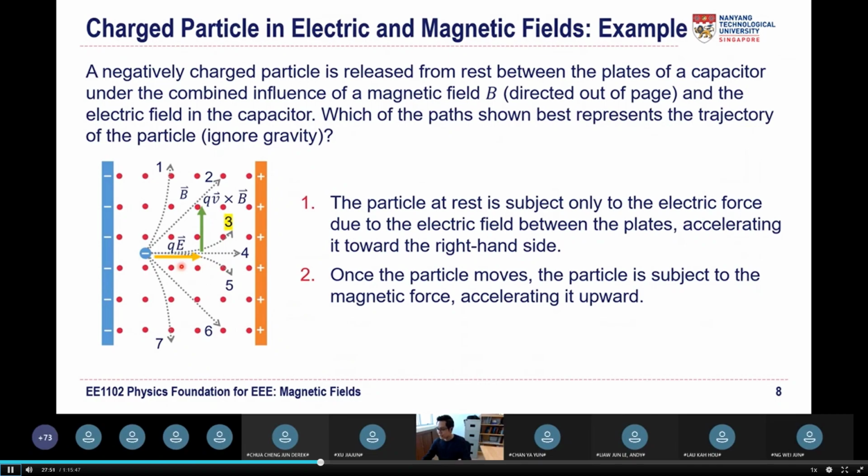Now, as it starts moving, what happens? Now it gains velocity, right? Now it's a moving charge. So what you're going to have is some magnetic force acting on the charge because it's moving. So in which direction is that force going to be? Now the velocity is going to be this way, but because it's negatively charged, you have to put your index finger in which direction?